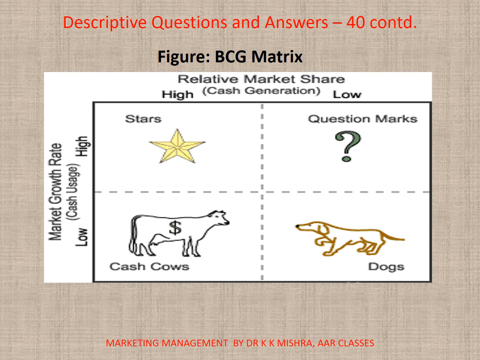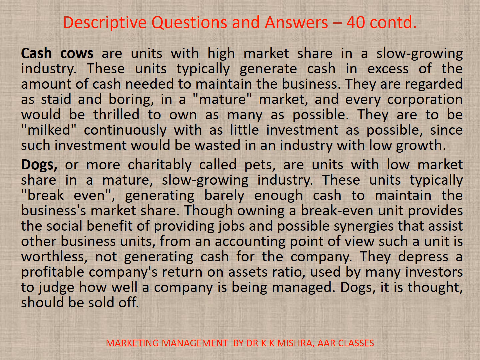Now, market growth rate we consider here. Cash cows are units with high market share in a slow growing industry. These units typically generate cash in excess of the amount of cash needed to maintain the business. They are regarded as staid and boring in a mature market, and every corporation would be thrilled to own as many as possible. They are to be milked continuously with as little investment as possible, since such investment would be wasted in an industry with low growth.